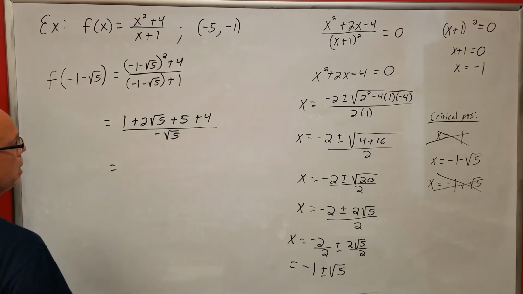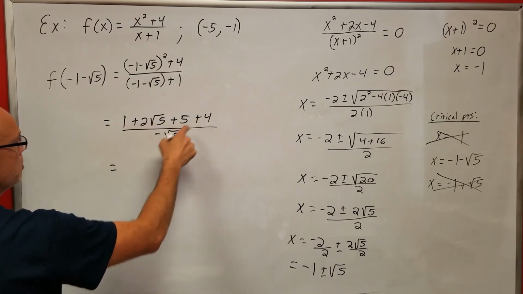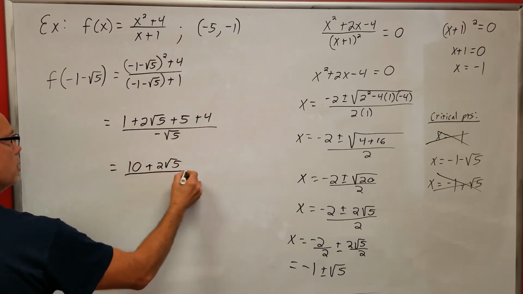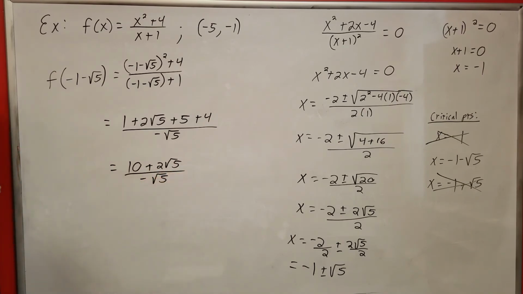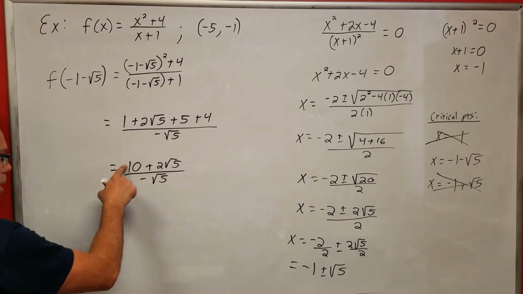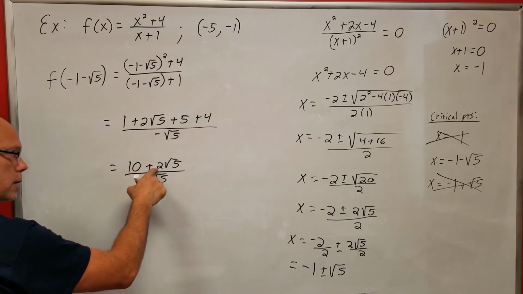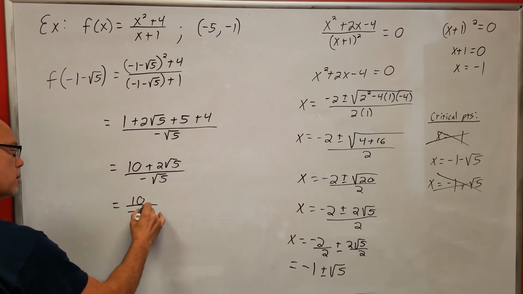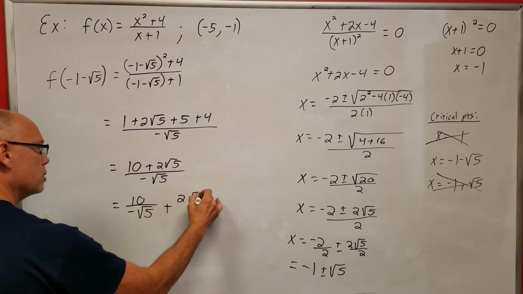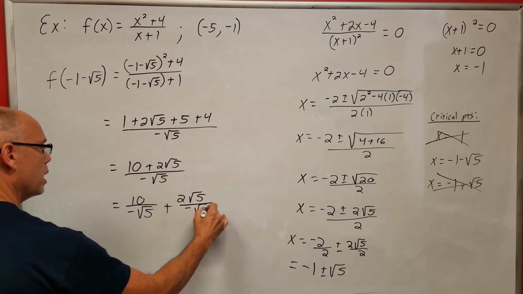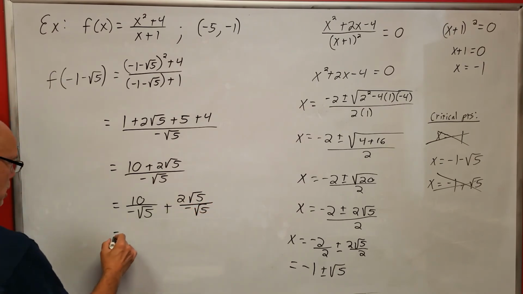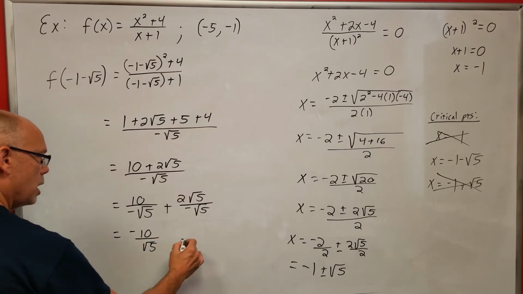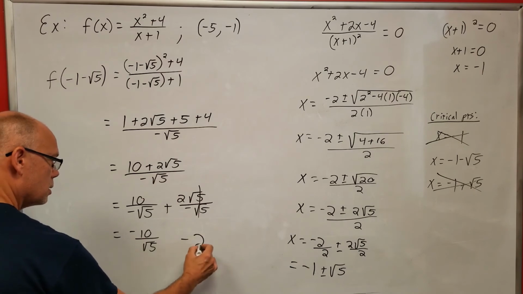And let's keep doing the math here. We'll get 1 plus 5 is 6, plus 4 is 10, plus 2 square roots of 5, over negative square root of 5, right? Now we can break this up: 10 over negative square root of 5, plus 2 square roots of 5 over negative square root of 5. So that gives me negative 10 over square root of 5, minus 2, right?